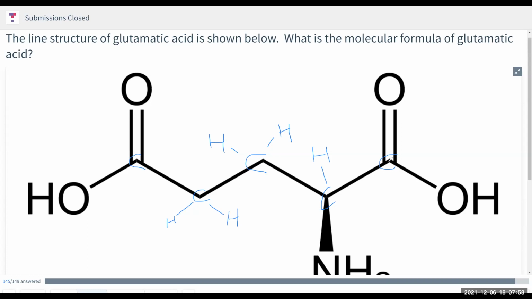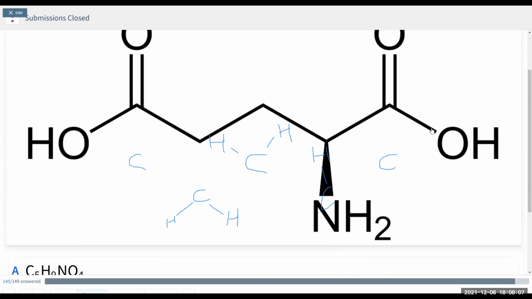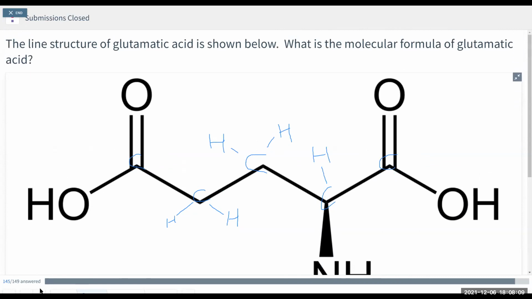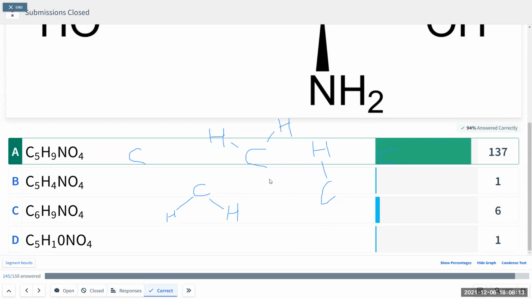And then we just count, all right? We count the number of carbons, hydrogens, and oxygens. And when you do that, let's see what we're going to get. Here you go. Here are your responses. Most of us got this, and that's the correct answer as well.